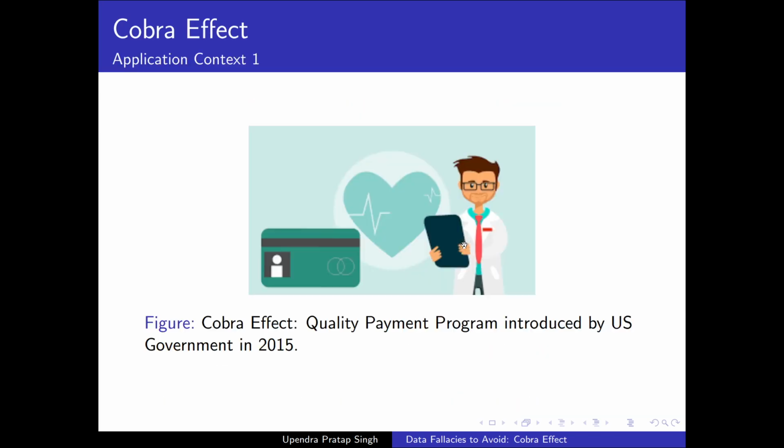Now, in addition to this, we can always find the Cobra effect in multiple instances. For example, in 2015, the US government launched a quality payment program. The whole idea behind this program was that there was a feedback system between doctors and the patients, and depending upon what kind of treatment the patients received, they were supposed to give feedback, and the salary of the doctors and nurses was governed by the feedback that they received. This was basically done to make sure that the hardworking doctors and nurses are getting better feedback, and getting better salaries.